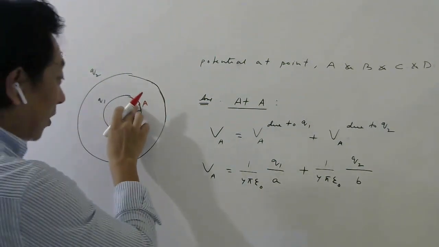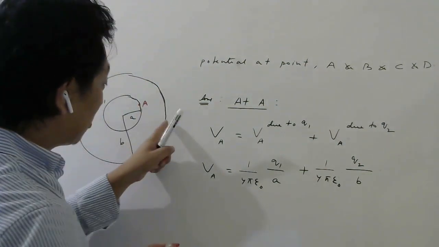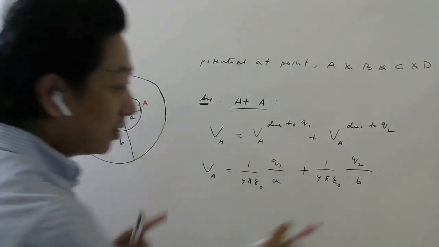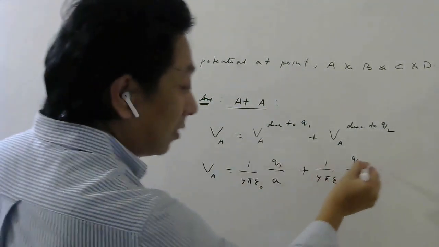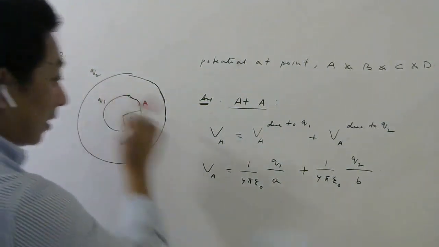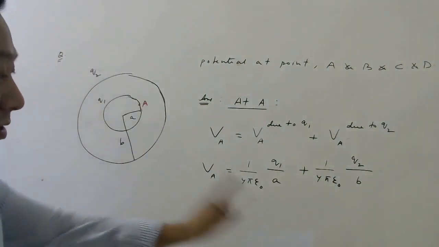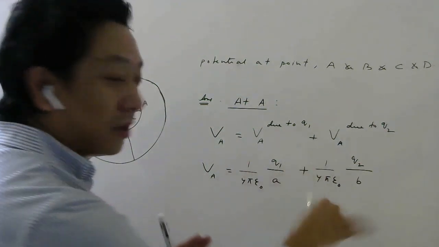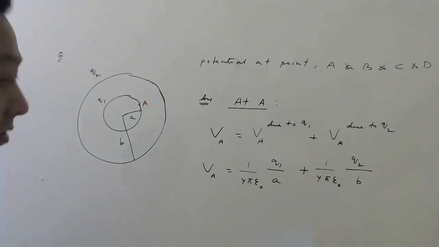So at that point A, potential due to this charge will be same as on the surface. So on the surface means you write the radius of that shell due to which you want the potential. So don't get confused. This is due to this shell and this is due to this shell at which point A. So this is the answer. Then you can take common and write Q1 by A plus Q2 by B. Okay, students.